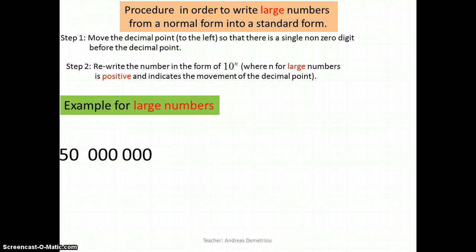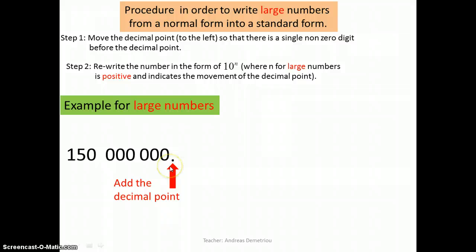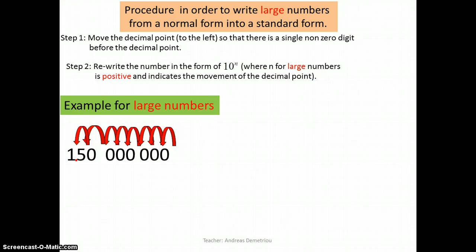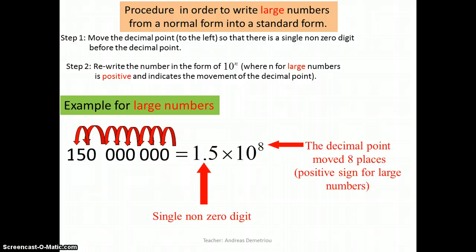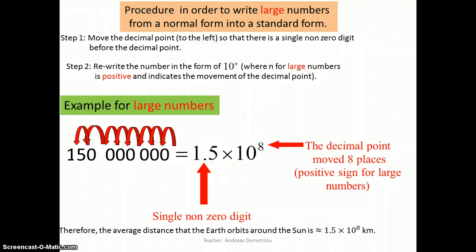One example, if we see this number, 150 million, we start from the decimal point, which is over there, and for this number to change into standard form, we need to move the decimal point here. So we need to move the decimal point 1, 2, 3, 4, 5, 6, 7, 8 places to the left. Therefore, the number has to be 1.5 times 10 to the power of 8.